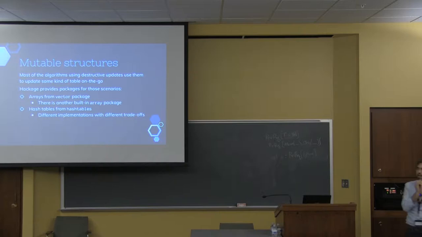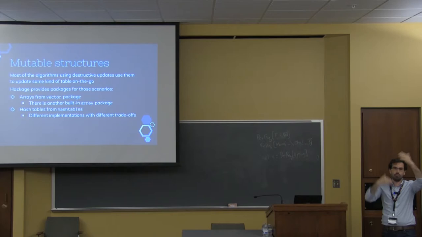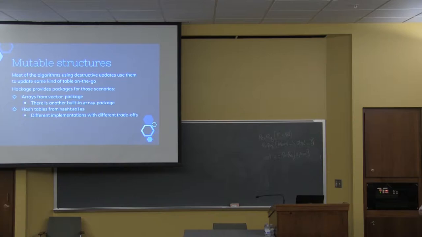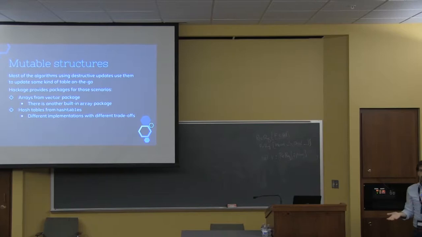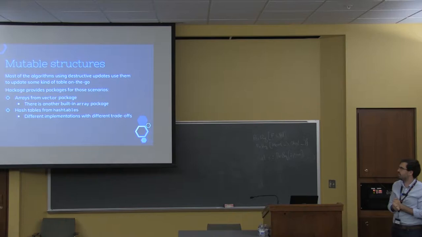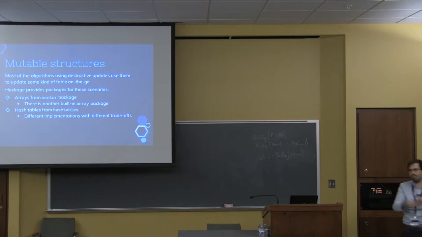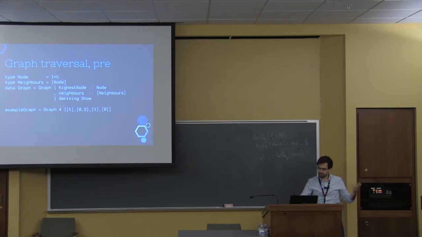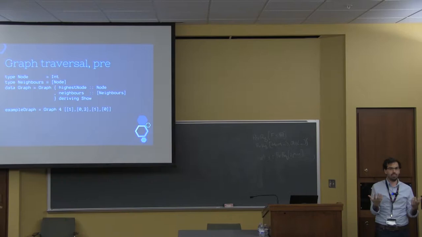what is available to us in Haskell, which are complete structures which are mutable, and Hackage provides many of those kinds of structures. So you have arrays, which could be like the typical length-indexed list. And well, the best one I found is from the Vector package, although you have another array package which is built in, but Vector usually has a nicer interface. And you also have hash tables from the hashtables package, where you have all kinds of hash tables. Sometimes some of them have better insertion performance, some have better lookup performance. You just go there and find five or six of them. So I was mentioning graph algorithms, so why don't we try to write a graph algorithm?